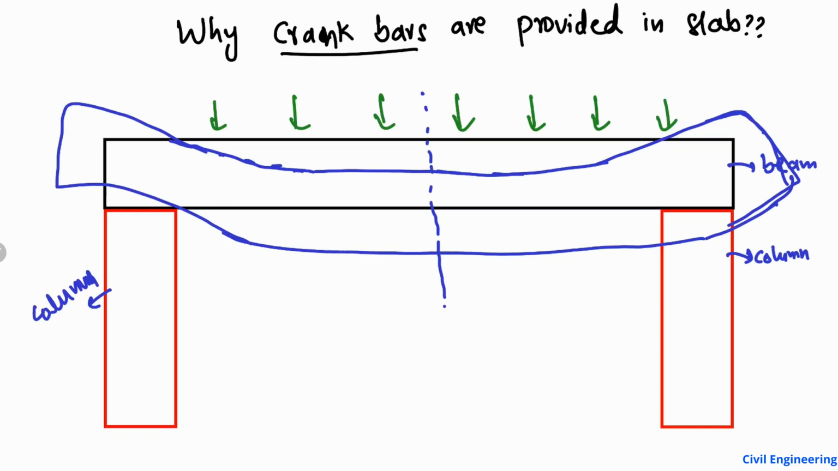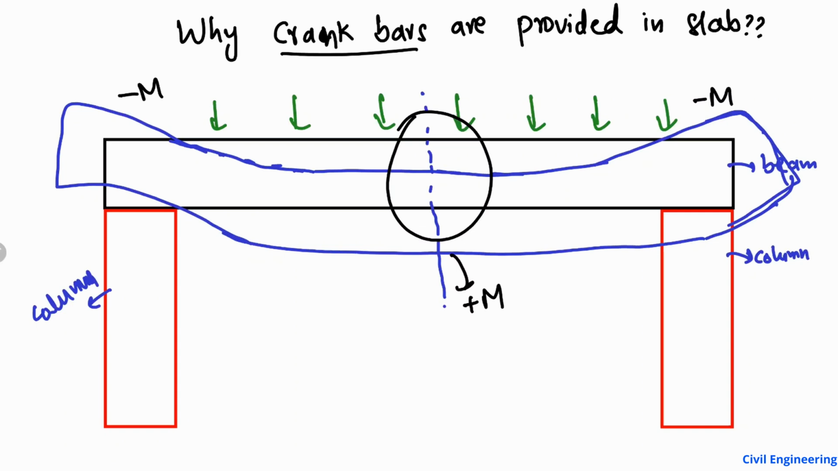So there will be two kinds of moment produced in this beam. One is the positive bending moment, and it will be maximum at this section. So we will have maximum positive bending moment here at this section, and also we will have maximum negative bending moment at these two support reactions.